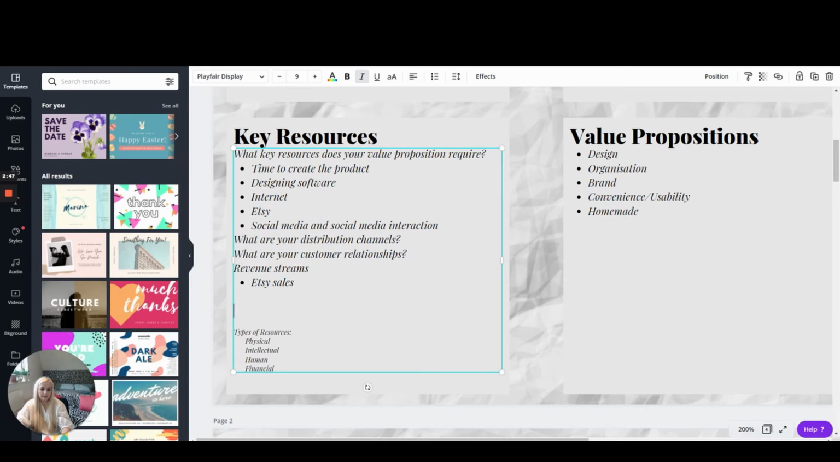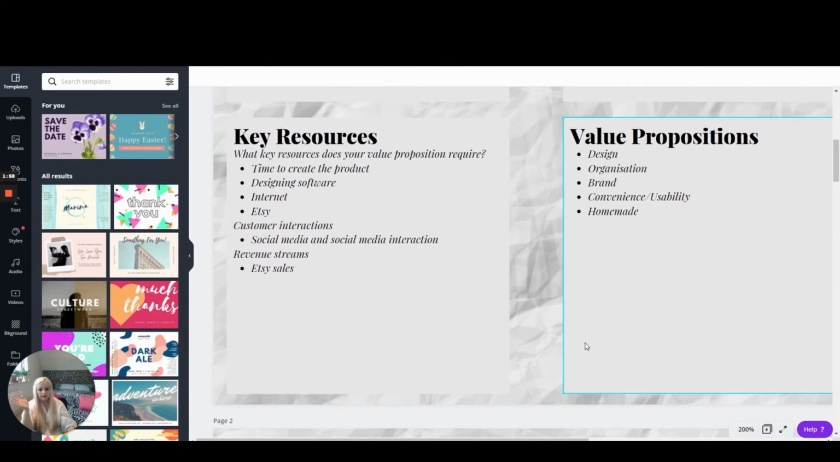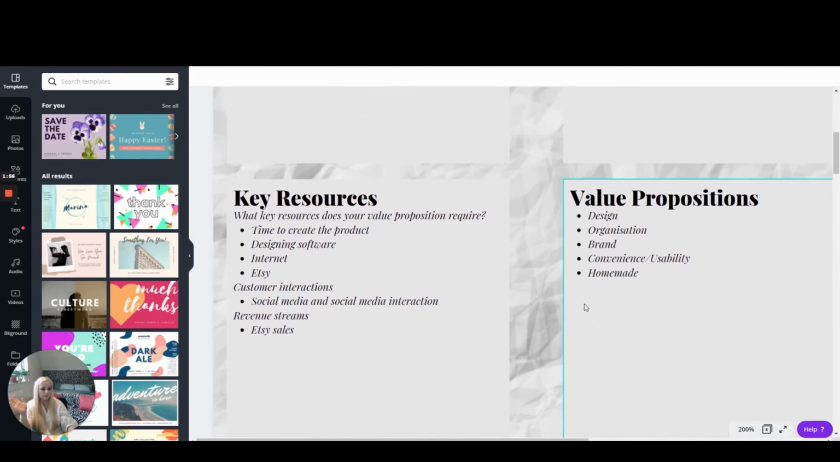Don't necessarily need them because I think Etsy takes a cut of your sales rather than you having to pay an upfront cost. Something like a website would be something you'd need. Intellectual resources are my creative ideas. Human resources is just me. I'm sure I'm missing some things out, but again, it's just to get an overall idea.